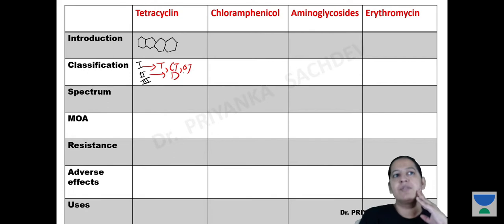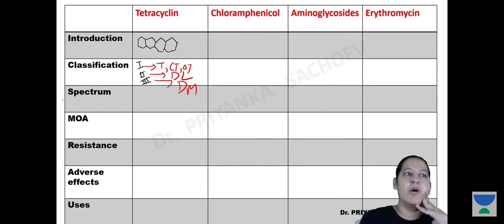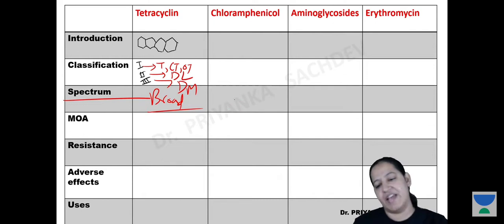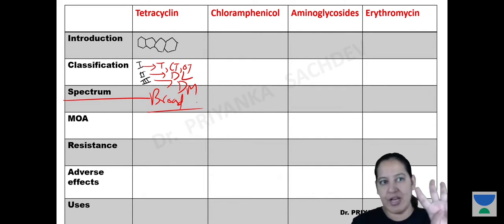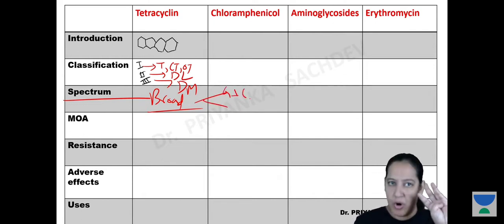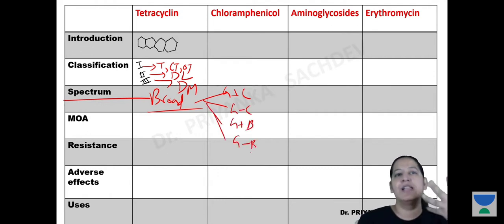Group 2, demeclocycline, lemicycline. Group 3, doxycycline and minocycline. So we are done with the 7 drugs. Coming on spectrum, it is a broad spectrum. It kills everything. How many bacteria do you know? There are 4 types of bacteria: gram-positive cocci, gram-negative cocci, gram-positive bacilli, gram-negative bacilli. It kills all.